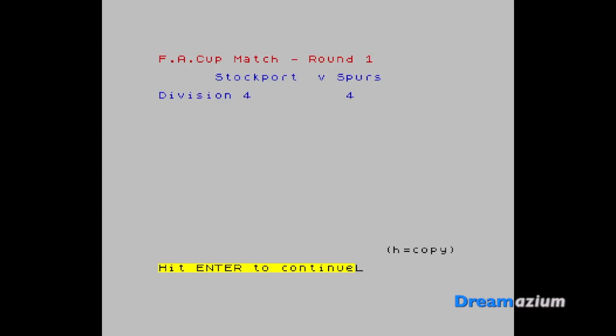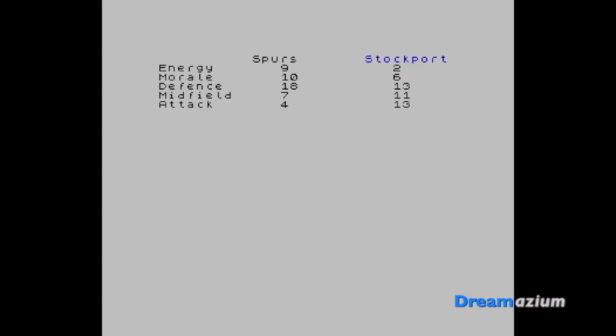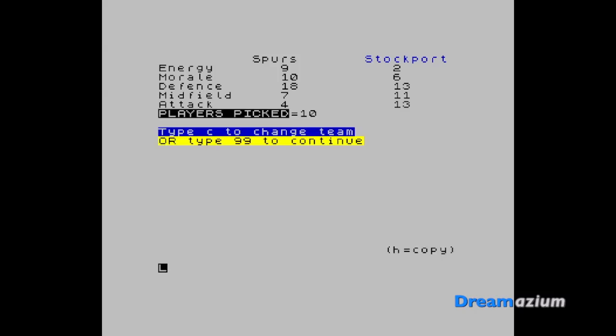So now we move on to another part of the game, which makes it exciting. The FA Cup match, round one. We're playing Stockport. We've got a chance because they're in our division. Right, players picked. This means there's 10. That means that's bad news. Something has happened. Right, in order to find out what's happened, we've got to type C to change the team.